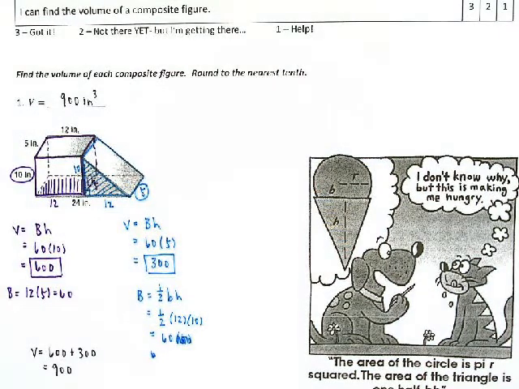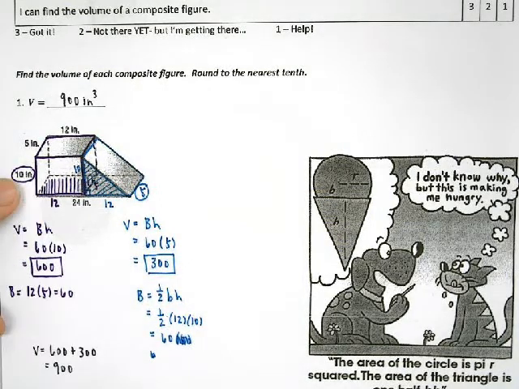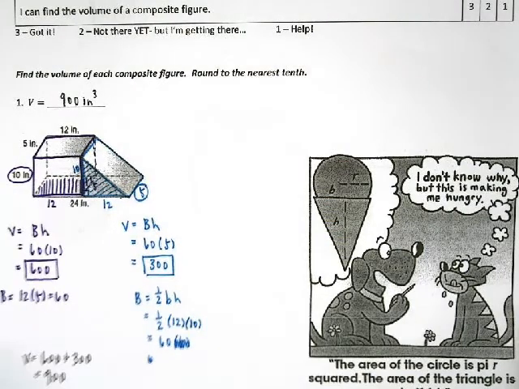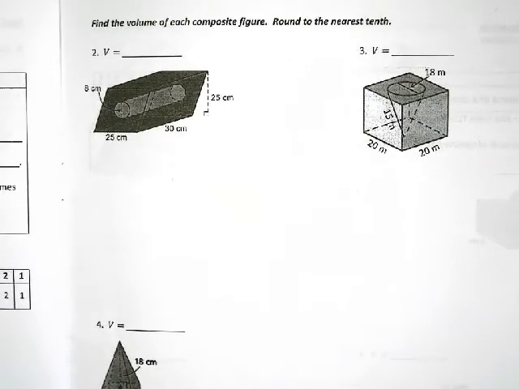Okay, so that was an example where we're adding two volumes together. Let's look at one where we're going to subtract. So I'm going to go over to number 2 here. Again, we're going to round to the nearest tenth if we need to.